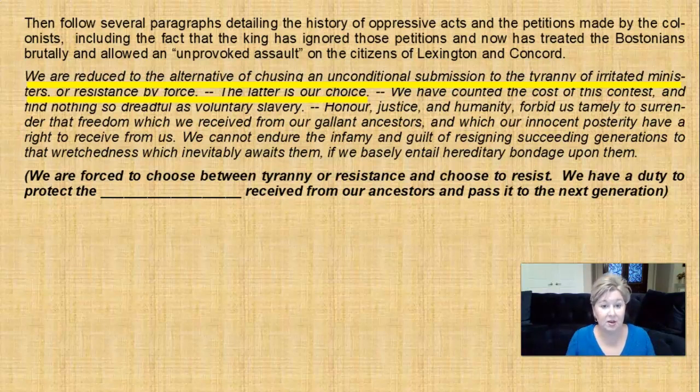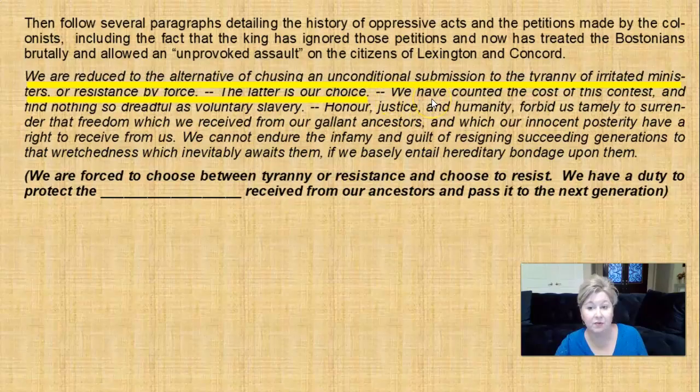We are reduced then to the alternative of choosing an unconditional submission to the tyranny of irritated ministers or resistance by force. So you might put a 1 and a 2. We can choose unconditional submission, slavery in chains, as Patrick Henry said, or we can resist. We must fight, okay? The latter is our choice. This is firm. These are firm words, y'all. We've counted the cost of this contest. We find nothing so dreadful as voluntary slavery.